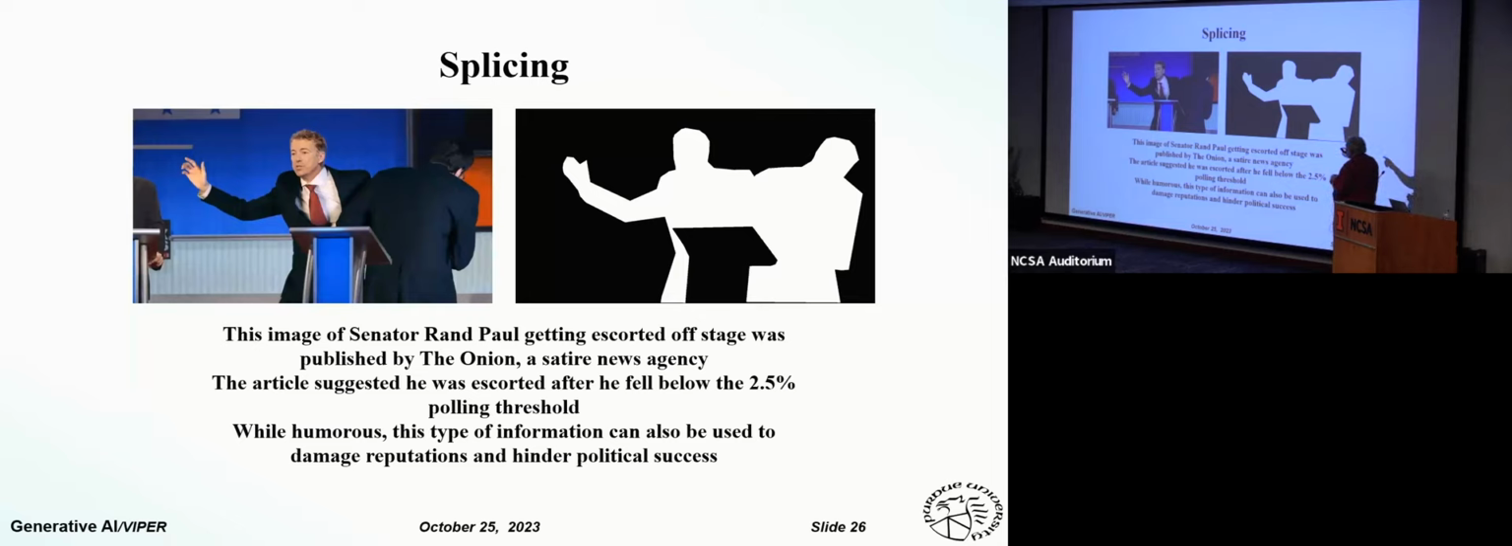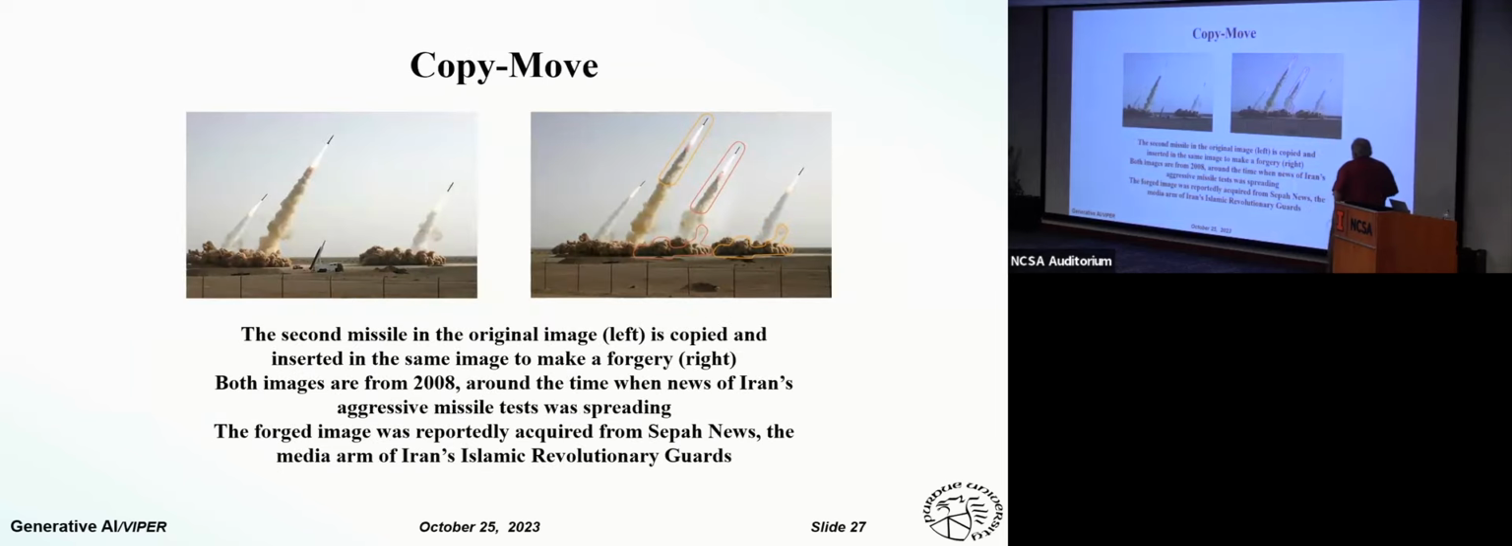And so this suggested that Paul was being thrown off the stage because he fell below this 2.5% threshold. However, again, this image was completely spliced and it didn't exist. Okay, and there were a lot of people who saw this and believed it, but the question is, can you detect the splicing?